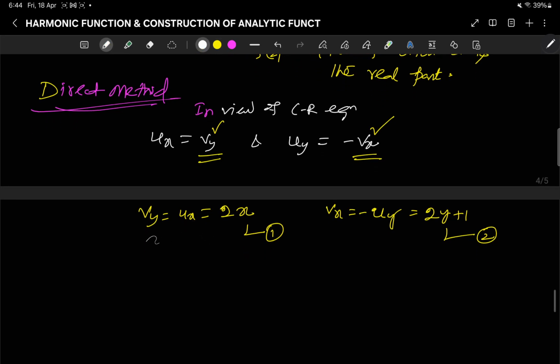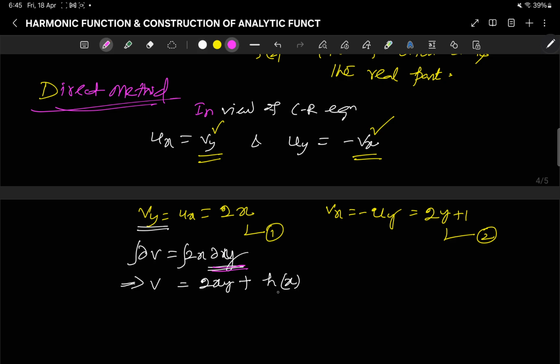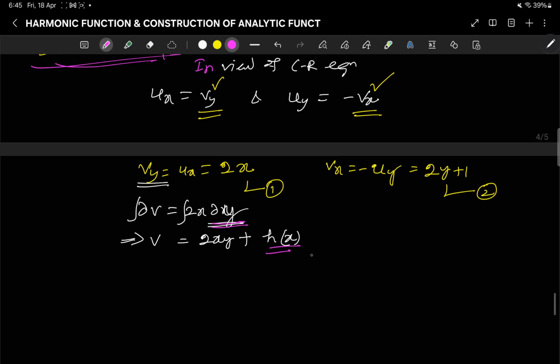Now if I solve equation 1, my del v is equal to 2x del y, because it is del v by del y. If you integrate both sides, what is my v? V is equal to 2xy plus a constant. It should involve the other variable. Since we are integrating with respect to y, the variable x is constant here. So let it be my equation star. Now in view of this, here Vx is equal to, what is here?